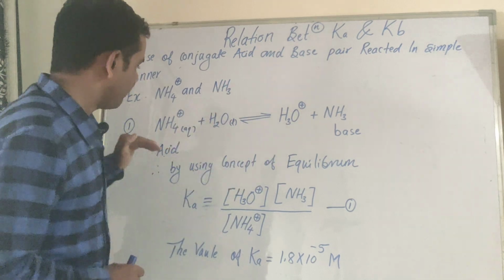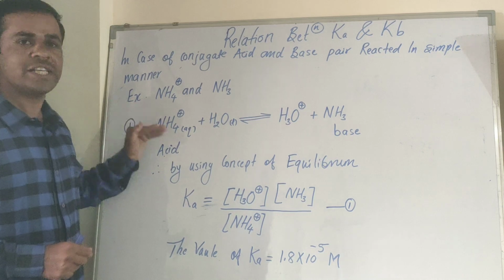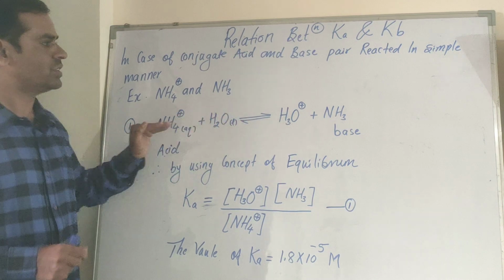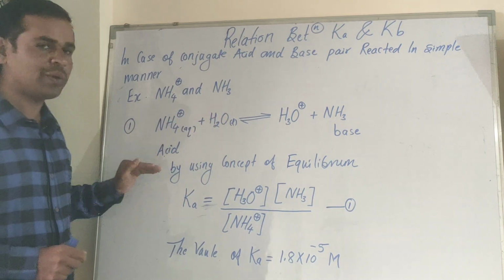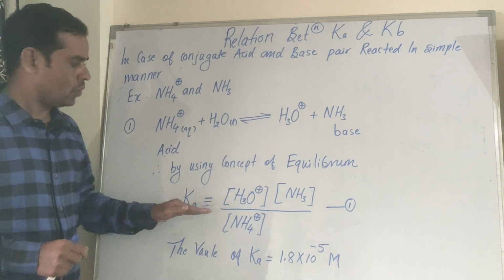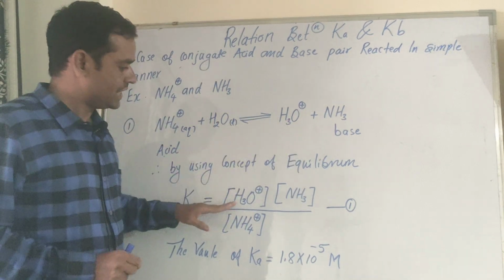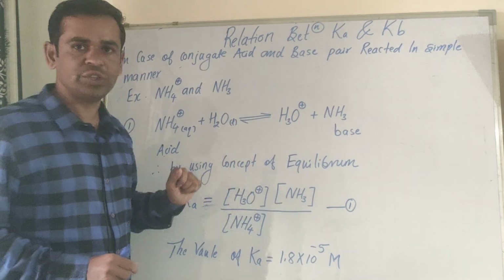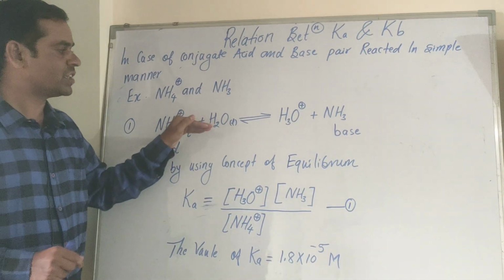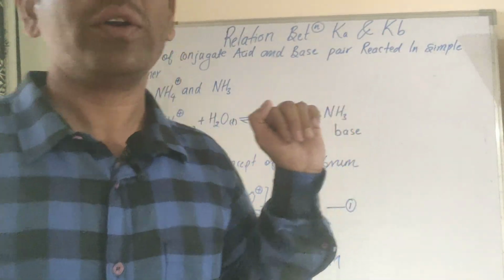which is a base. For this chemical equation, we have to apply the concept of equilibrium. So Ka, the dissociation constant for acid, is equal to the concentration of products, that is H3O positive and NH3, divided by the concentration of NH4. We eliminate the concentration of H2O because the concentration of solvent is not considered here.